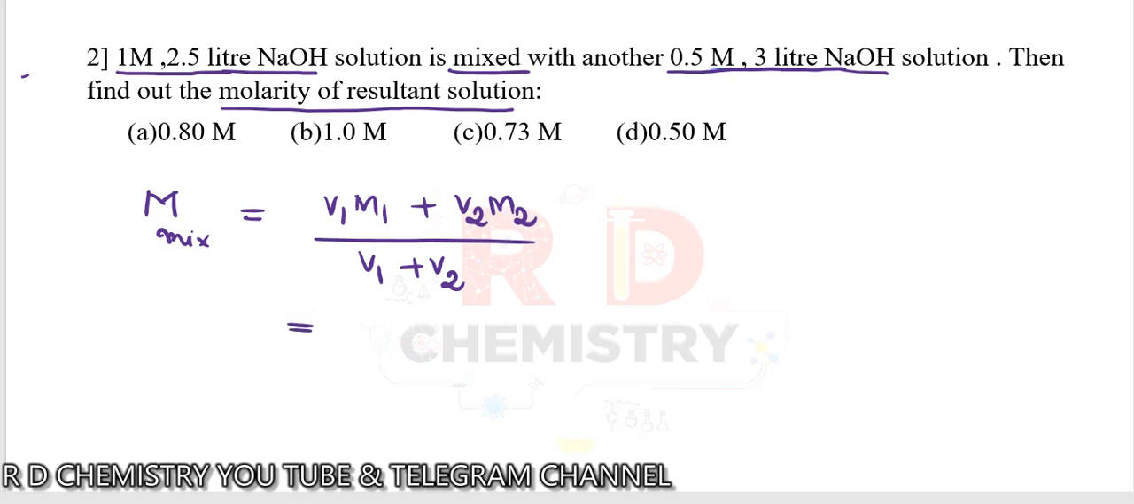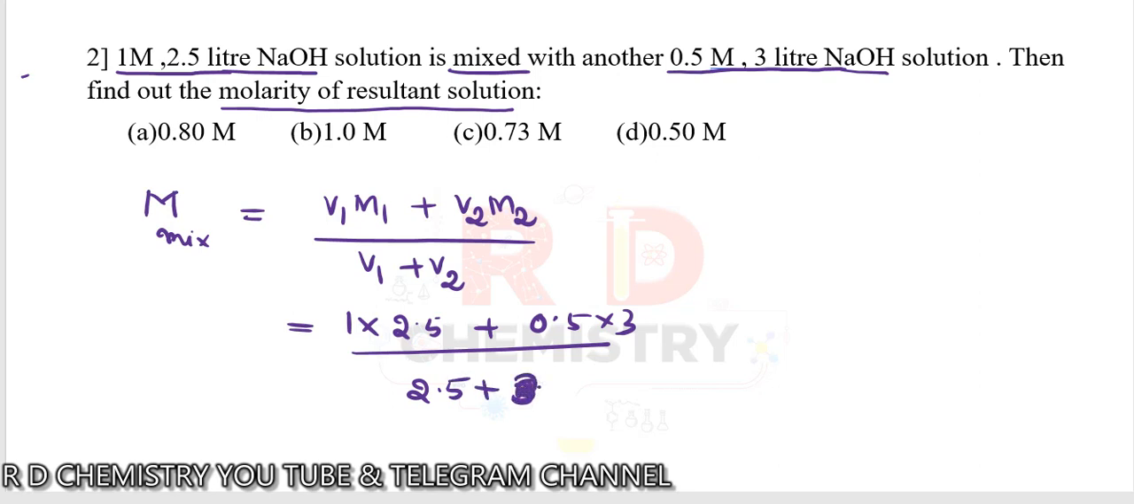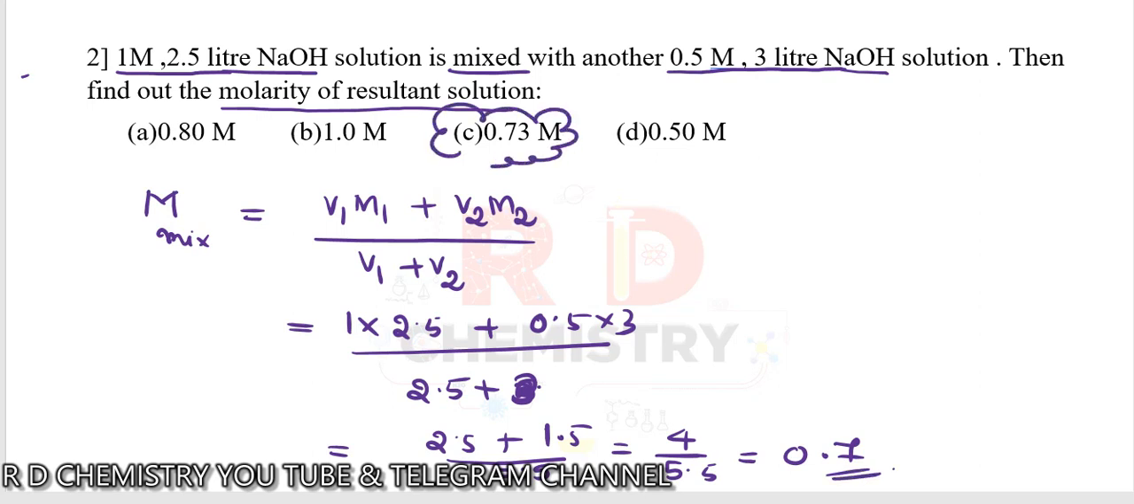Just simply substitute here: 1 into 2.5 plus the second one 0.5 into 3, divided by the total volume 2.5 liters plus 3 liters, correct? Which is equal to 2.5 plus 1.5 divided by 5.5. This comes to be 4 divided by 5.5, which is equal to 0.7 approximately. Okay, right? So answer is option number C, correct?